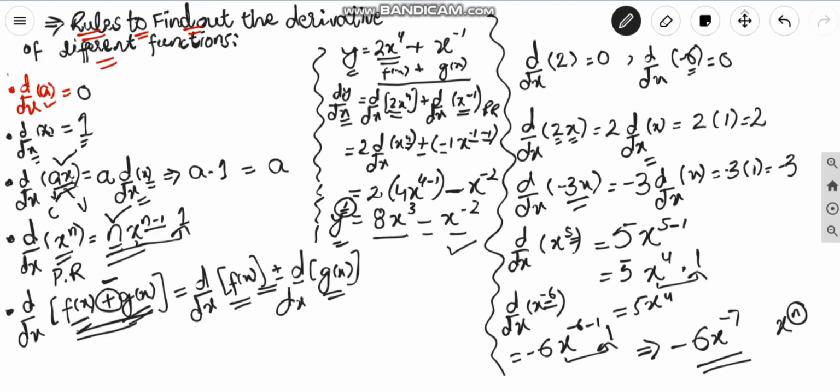In this way, you can find out the derivative of the sum of two functions. Similarly, you can find out the derivative of the difference of two functions.